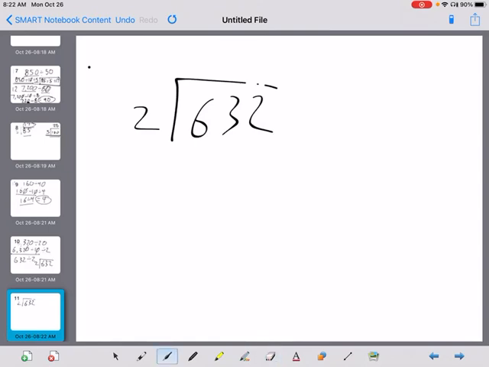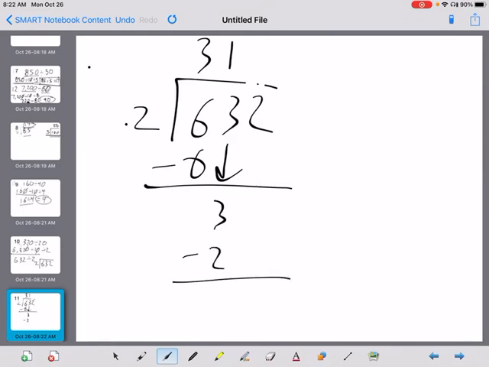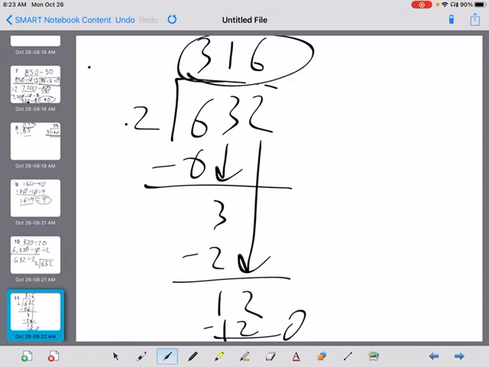2 goes into 6 3 times. 3 times 2 is 6. Subtract, and then I carry down the 3. 2 goes into 3 1 times. 1 times 2 is 2. And then I get 1, and I drop down the 2. 2 goes into 12 6 times. 6 times 2 is 12. Look at that. I'm out of room at the end, but my answer is 0 at the end anyway, so I know my final answer is 316. And that's your lesson for the day.